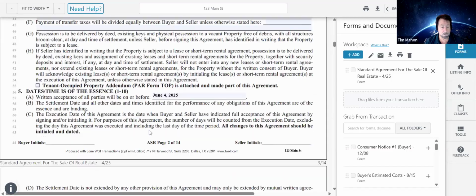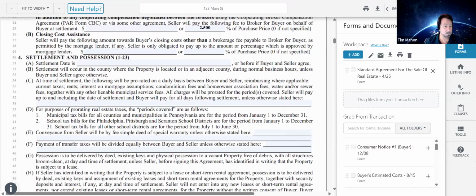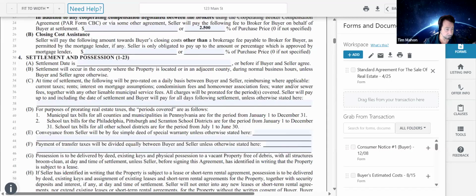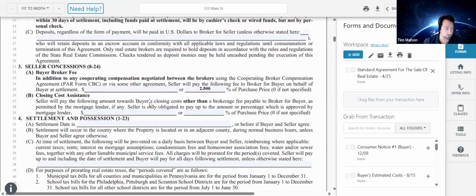Getting down here below, we talk about the time is of the essence clause, and the first time we put it in play was actually, it's up here. Hold on.